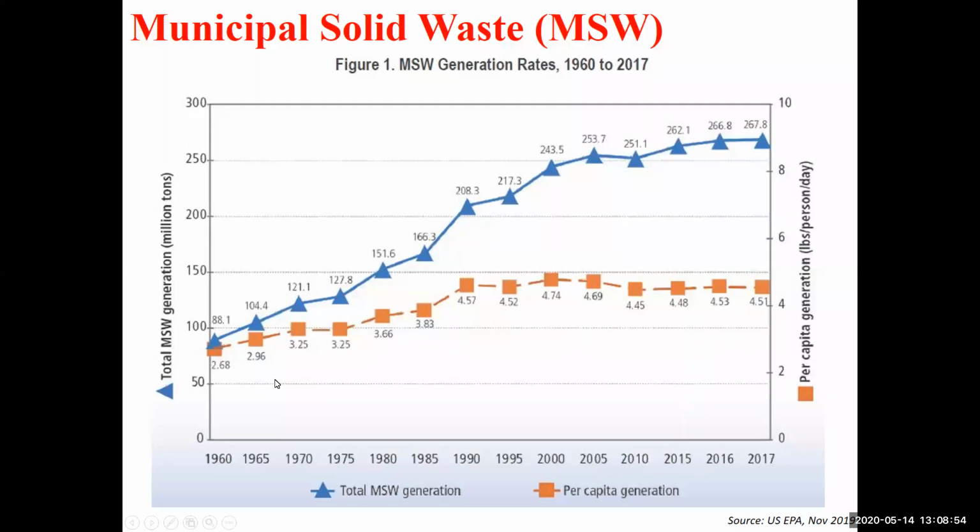If we look at this particular graph, on the y-axis we have the amount of waste that was generated in million tons, and on the x-axis we have years. If we follow these blue triangles, we can see that the amount of municipal solid waste has increased in the US. In 2017, we produced 268 million tons of municipal solid waste. That represents about 4 to 5 pounds of municipal solid waste being generated per person daily.